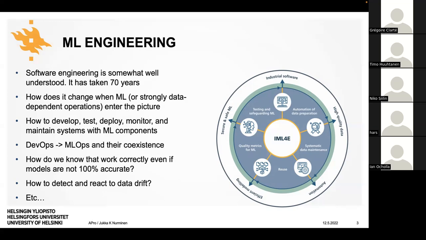Now, the question is that when machine learning enters the picture, how does this change software engineering? Can we just use the same software engineering approaches as in the past? Are the same, say, testing approaches, maintenance approaches still valid? The answer is probably not.